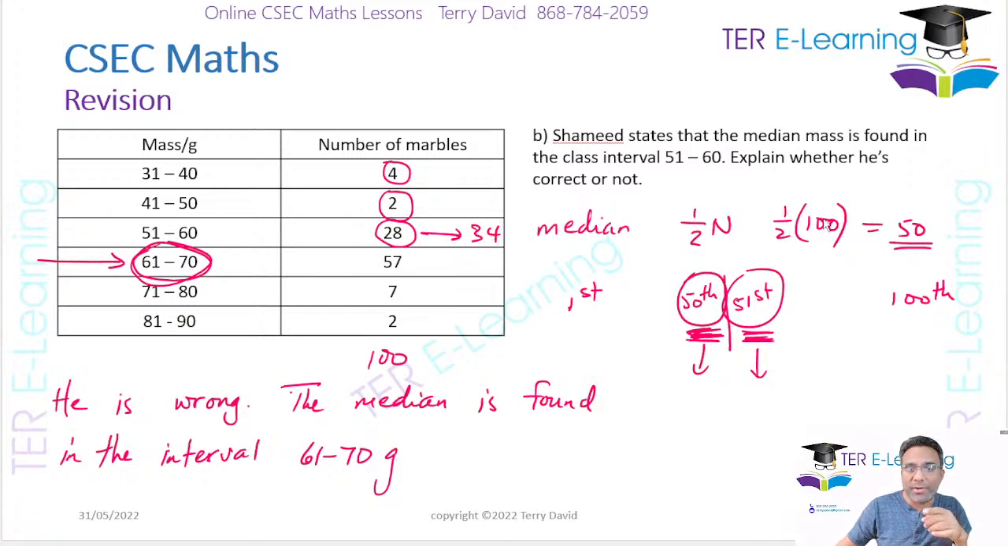So remember, your median has to be your 50th or your 51st marble, somewhere between there. But we only have 34 marbles up to this point. And Shamid is saying the median is between 51 and 60. There's no way that can be true. So the 50th and the 51st must lie when we reach here, so it has to be between 61 and 70.